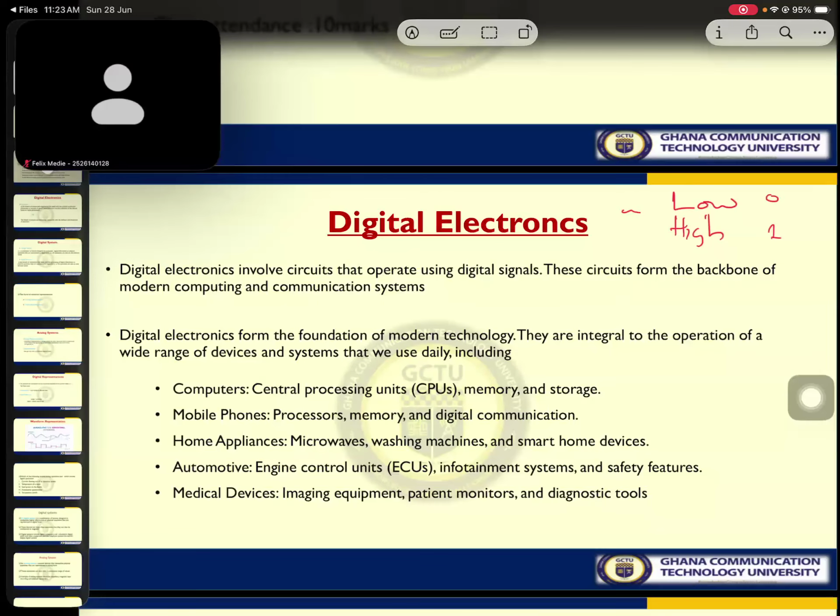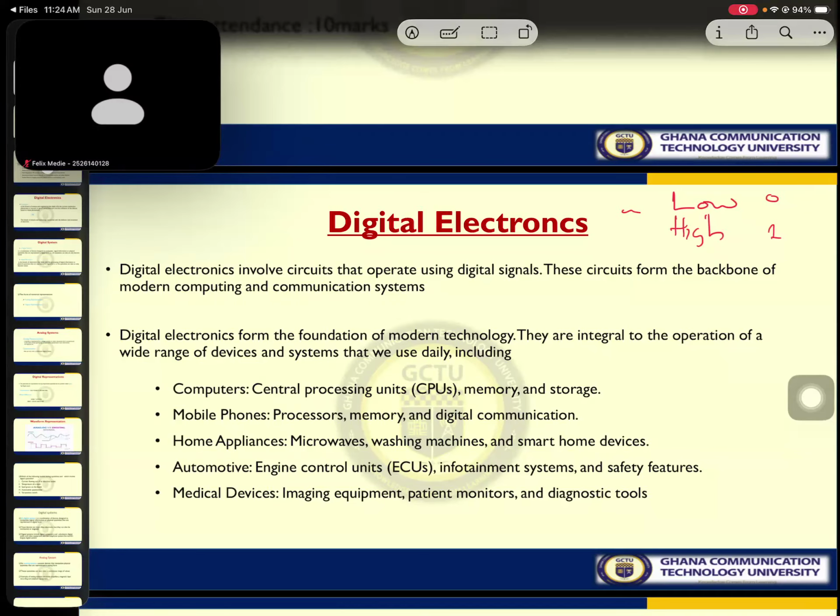Now, the reason digital electronics is very important is that it forms the foundation of modern computing and communication systems. So, without digital electronics, we will not have modern computers, mobile phones, digital cameras, smart TVs, routers, memory cards, calculators, microcontrollers, and many other medical devices.